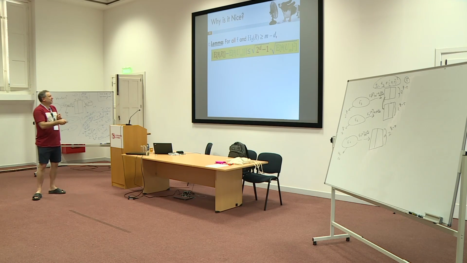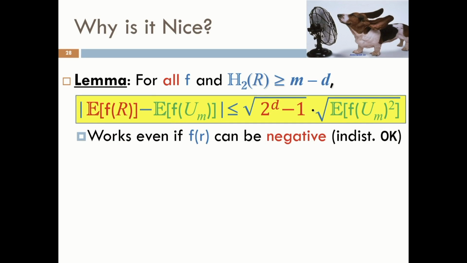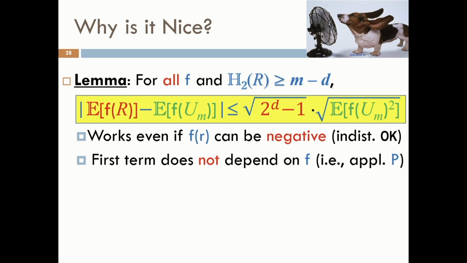So yeah, I'm repeating it here. Why is it nice? First of all, I no longer need f to be positive or whatever. I can have 1/2. There are no restrictions on this thing. So it's okay even for indistinguishability applications. So it's true for any applications.